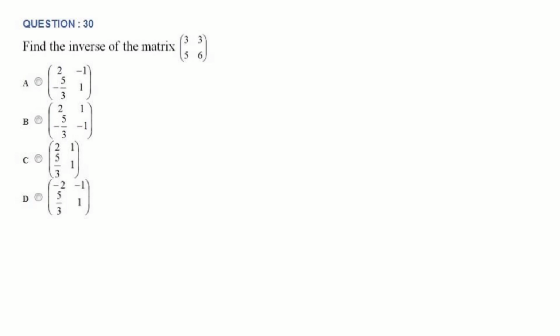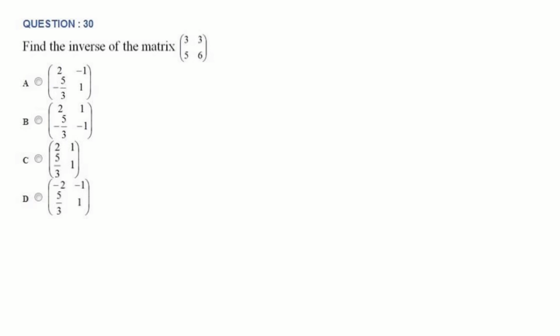Find the inverse of the matrix. We have a 2 by 2 matrix here, 3, 3, 5, and 6, and then we have to find the inverse of the matrix. Now this might take a bit of time because I'm going to take my time to explain this. How do we find the inverse of a matrix?